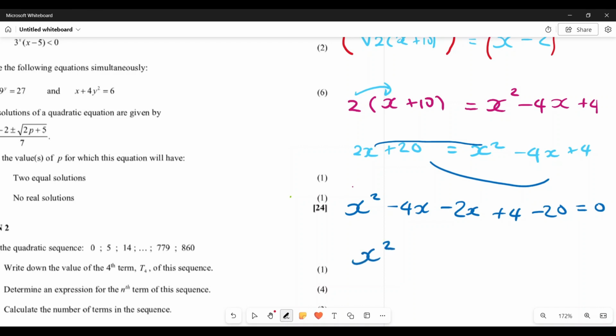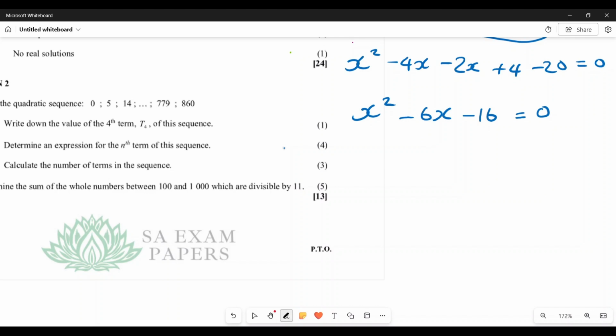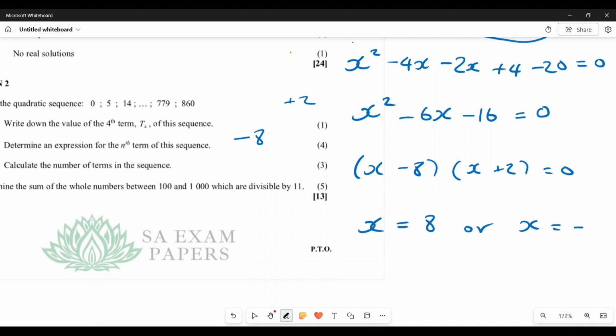Now, x squared, this is the same as x squared, minus 6x. Now, minus 20 plus 4, this would be minus 16, and all this is equals to 0, right? Now, we're going to look for factors of 16 that we could use to factorize this equation. So basically, if I take minus 8 and positive 2, multiplying these two, I would get negative 16. Adding these two values, I would get negative 6. So x minus 8, x plus 2 is equals to 0, so that my value of x could be equals to positive 8 or x is equals to negative 2, right? And this would be your final answer for this question.